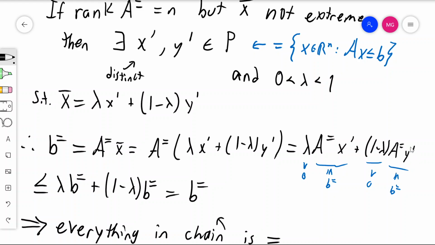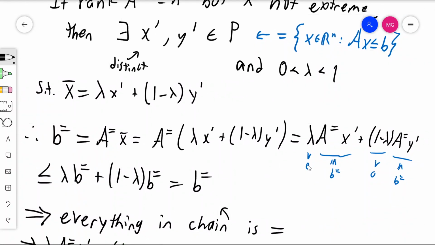And the exact same reasoning holds for why A equality times y prime is less than or equal to B equality as well. And okay, so since lambda and 1 minus lambda are positive, and we've just established an upper bound on both A equality x prime and A equality y prime, then we have an upper bound on the entire thing. So this entire sum is less than or equal to lambda times B equality plus 1 minus lambda times B equality. I just replaced each of these things with their upper bound of B equality, and that upper bounds the entire thing.